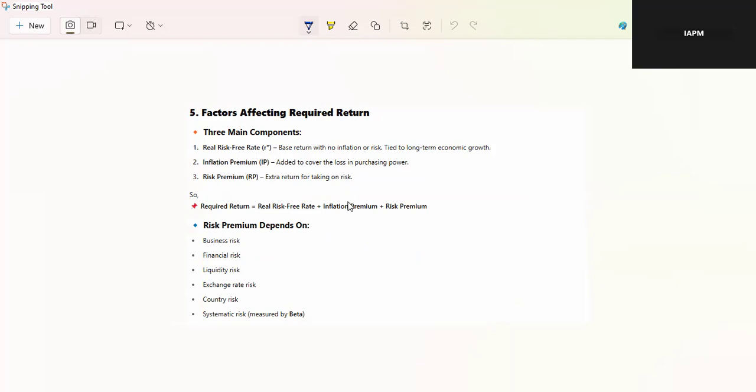So the required return is simply risk-free rate plus inflation premium plus the risk premium. If you're using the CAPM model, the expected return is simply the risk-free rate plus beta times our risk premium, okay, which is the difference between the market return and risk-free rate. We'll talk about this when we do our calculations later on.